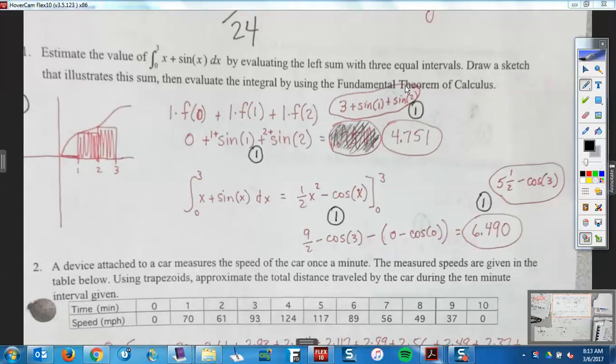Then you were supposed to evaluate it with the fundamental theorem of calculus. So now you do the antiderivative. You have to show this. When it says use the fundamental theorem of calculus, that means big F of B minus big F of A, which means big F is the antiderivative. You've got to write out the antiderivative. You can't just write big F of B minus big F of A, because then you can just type that in your calculator and get the answer.